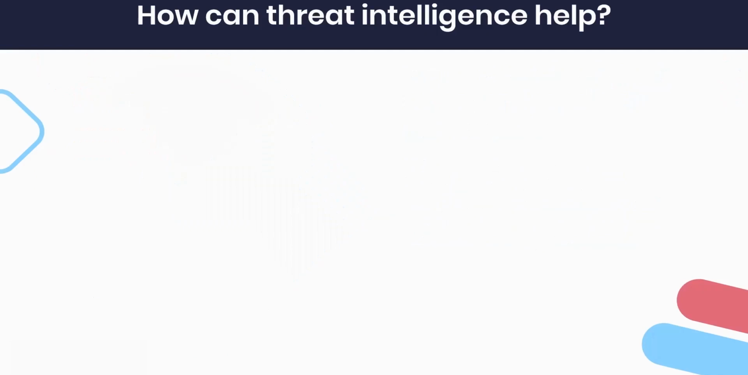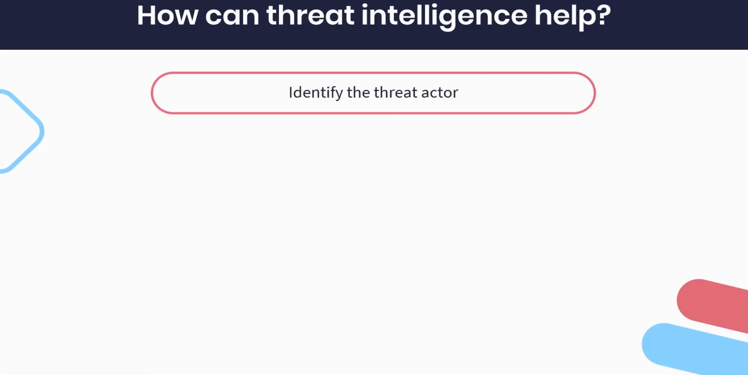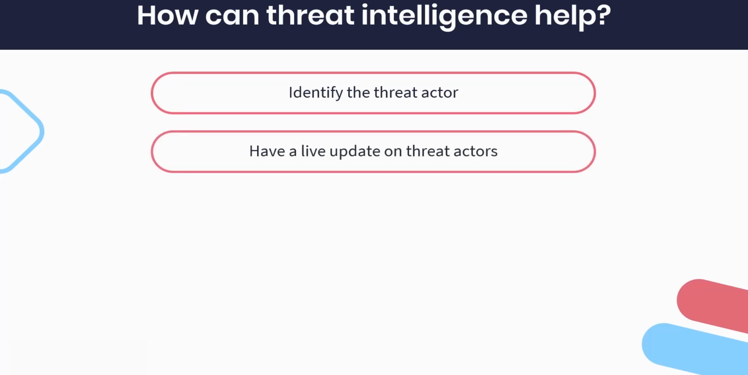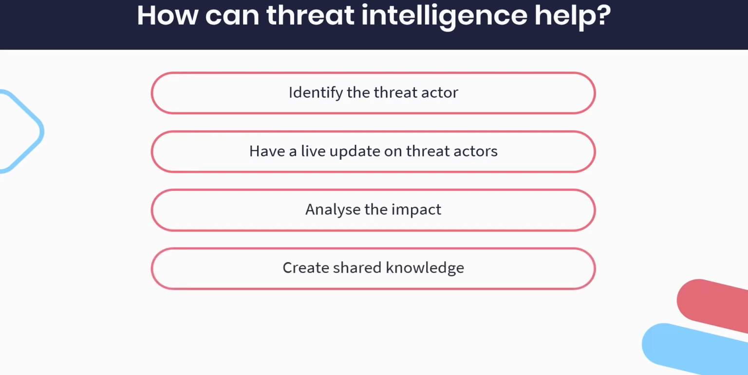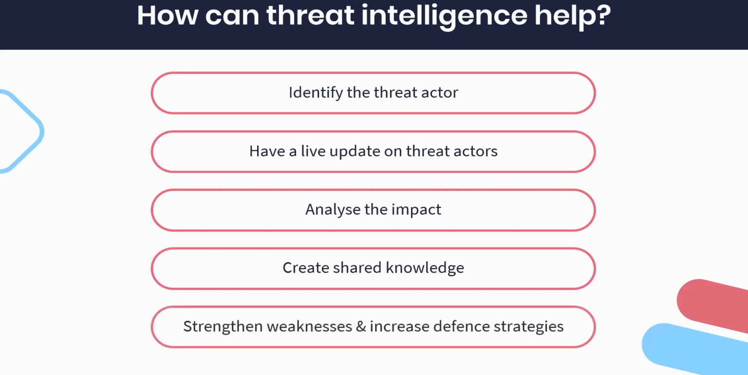Adopting threat intelligence like MITRE ATT&CK can help a company to identify their threat actor on their network simply by using a global IP management framework. Have a live update on threat actors in real-time operation, and be able to analyze the impact to the enterprise. Create room for growth and improvement among cybersecurity companies by creating a shared knowledge on threat intelligence. And strengthen weaknesses and increase defense strategies.